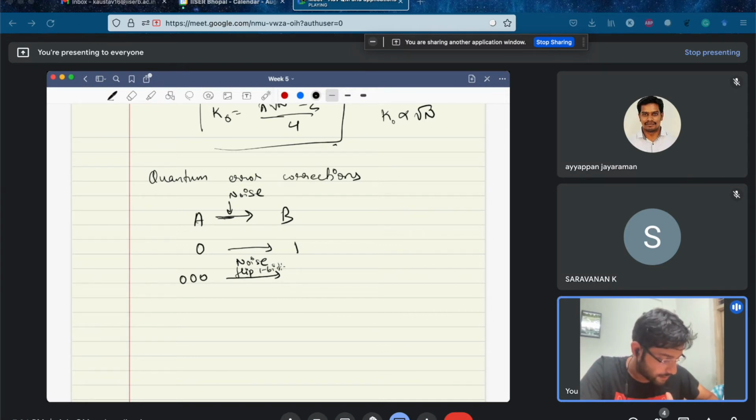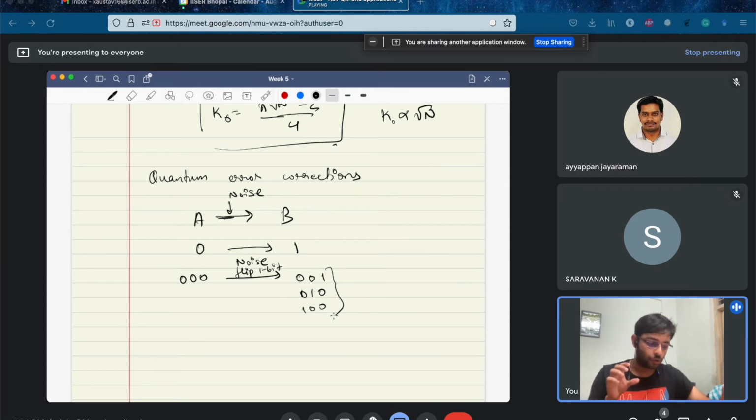Okay, so let's say B gets a 001, or let's say a 010, something of the two. There can be 100 also. Okay, any of the three. Now, how does B decode from this code?